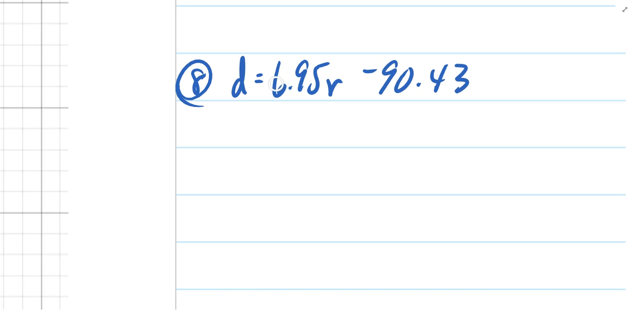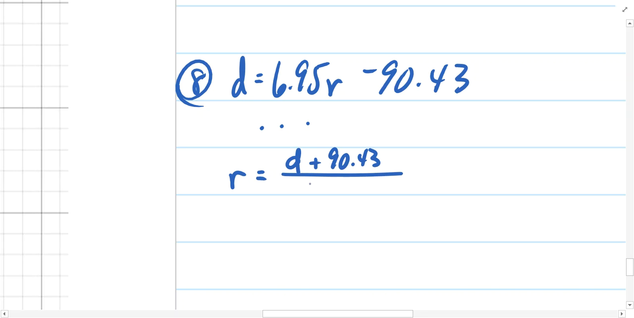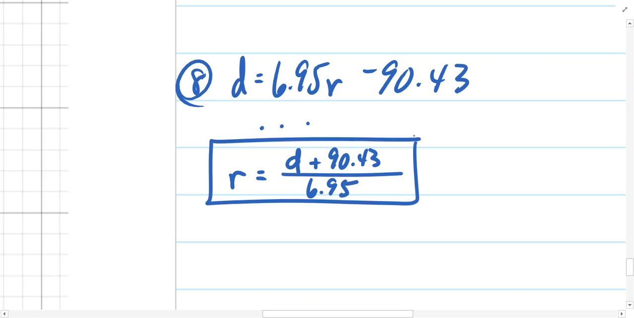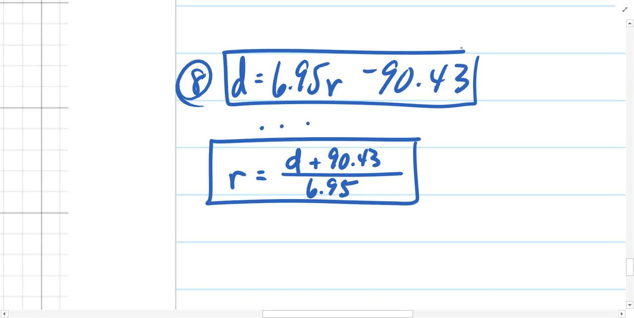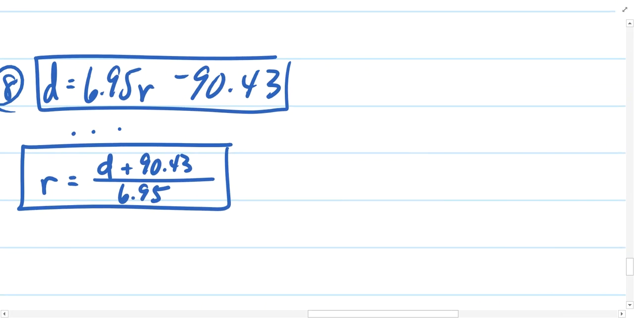So I'll add 90.43 to both sides and then divide by 6.95, and ultimately I'll end up with r by itself equal to d plus 90.43. After that was accomplished, we divide by 6.95, and there is our rate based on distance. And we believe that these two functions are inverses for one another. But how do we verify? Well, we've got to check them.